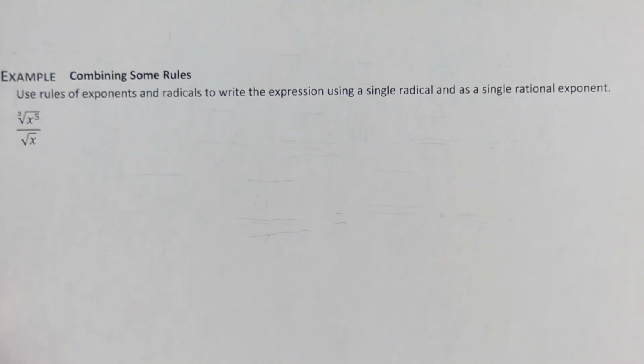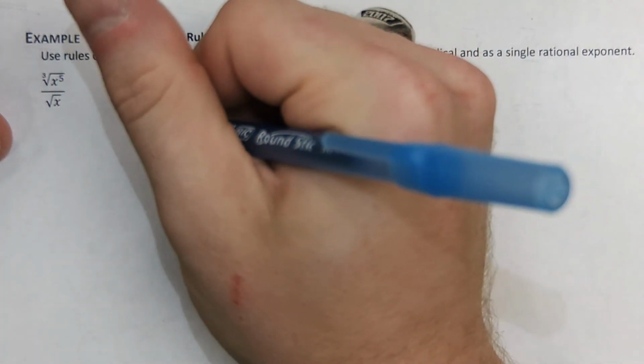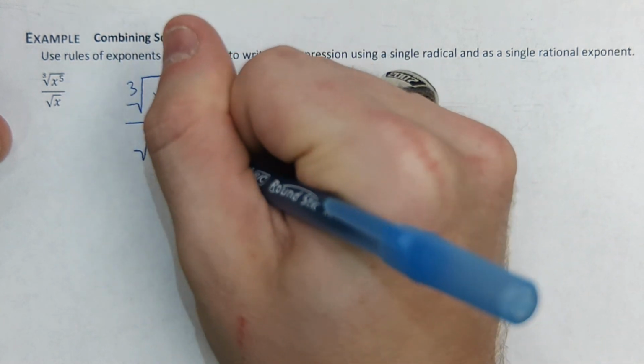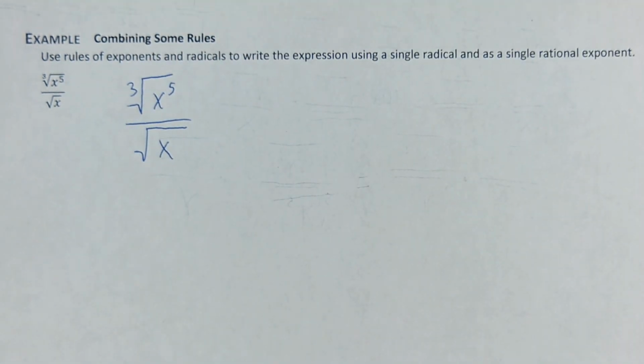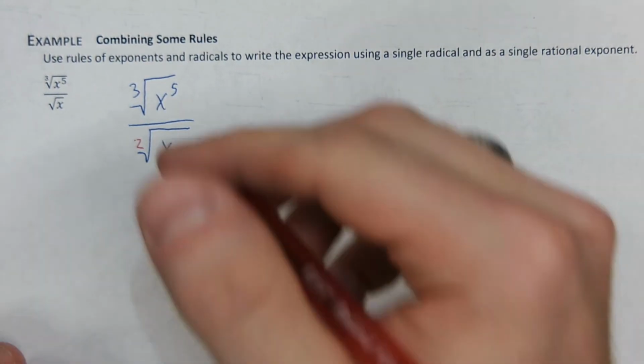Lastly, let's combine some rules here. Here I have, well, that's really tiny, the third root of x to the 5th over the square root of x. I would like to write this using a single radical or a single rational exponent. We're going to do both. Writing this larger, I have the third root of x to the 5th over the square root of x. The root index is not written, but that root index is a 2. And the power on that x is not written, but it's a 1.